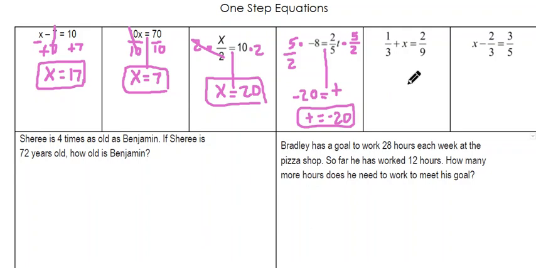All right, my next one, I have some more fractions. But it's okay. I have 1/3 plus x equals 2/9. So this is a positive 1/3. To get rid of that, I have to do a minus 1/3. That cancels that out. Oops, I forgot to draw my line, so let's draw my line. And that leaves me with just x on my left side. On my right side, I have to do the same thing I did to my left side.